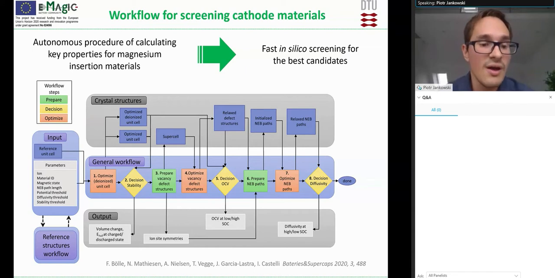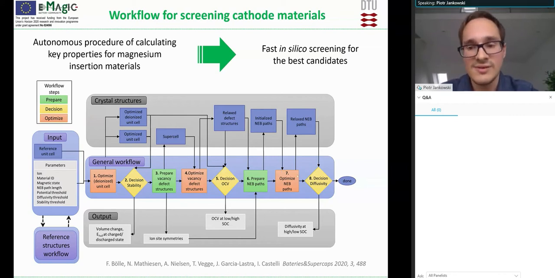a computer. So basically, it's some kind of script, some kind of program that does everything instead of us. The human interaction is just that we need to prepare inputs, so a list of the materials that we want to screen, and then make decisions at a few steps. So at the beginning, the script is calculating the stability of the material. Then we calculate the electrochemical potential of the material. And at the last step, we are calculating the properties about diffusion.